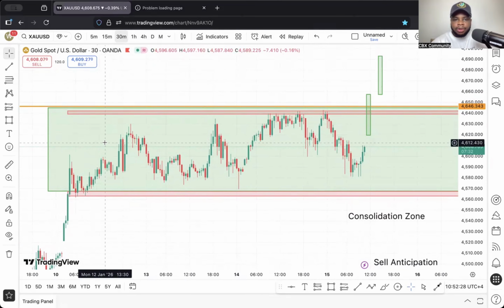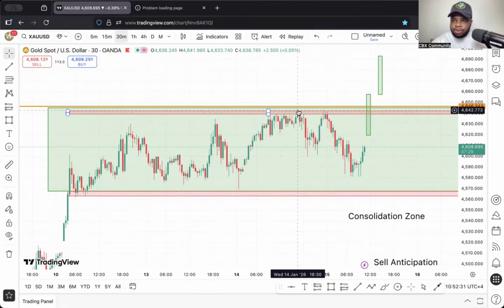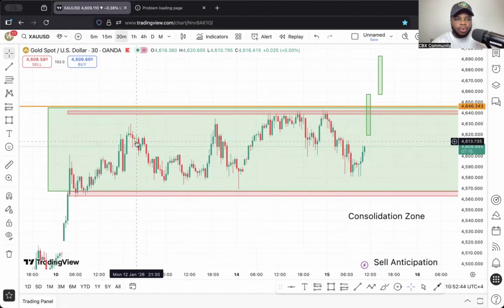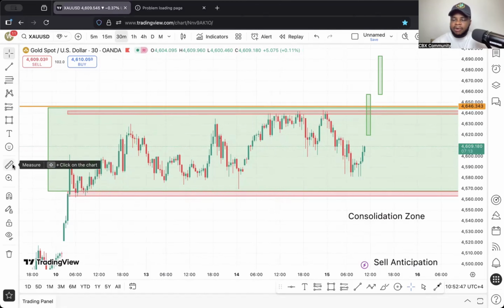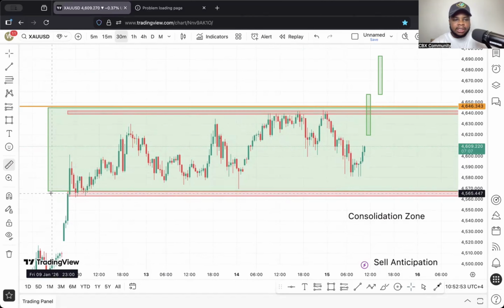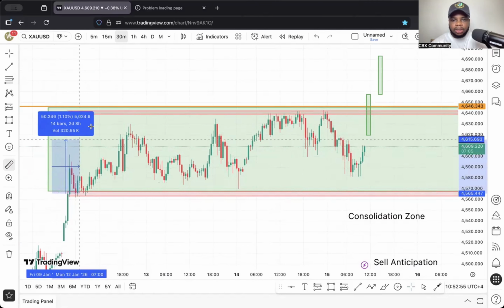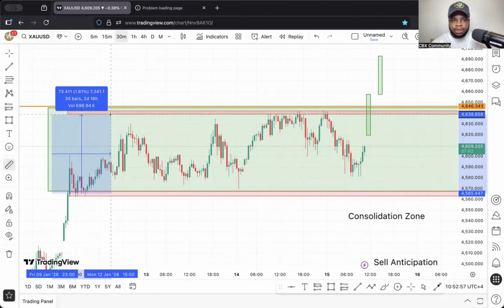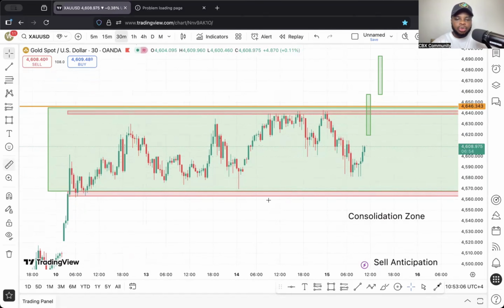Before we identify this zone as our recent resistance and this zone as our recent support, we need to measure from the resistance zone to the support zone so that we know the range, because it's very important for us to know the range. Let me just show you guys, this is our support zone and this is our resistance zone over here. We are looking at like 700 pips and that's huge.